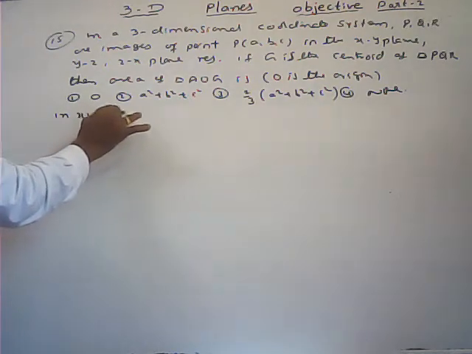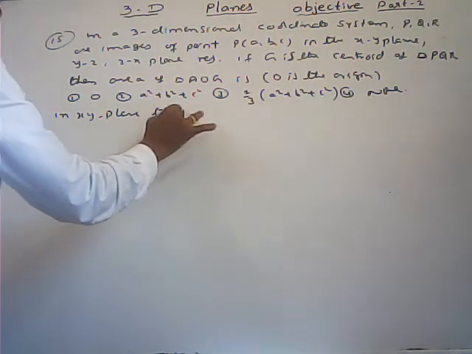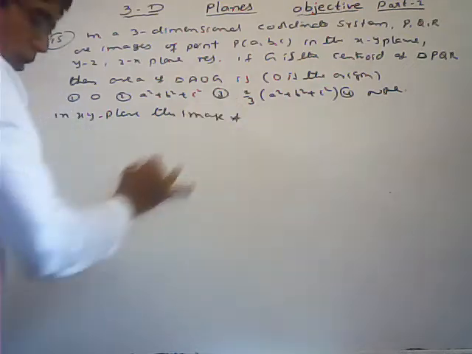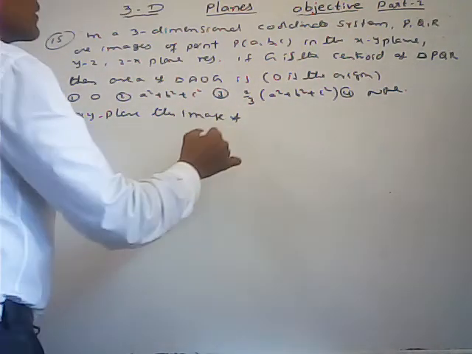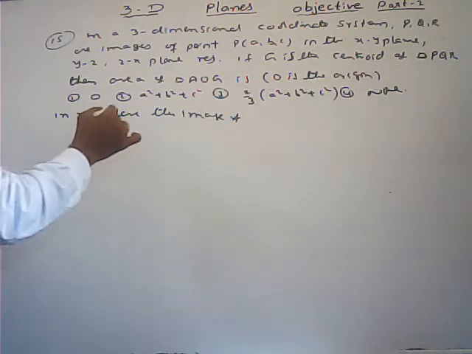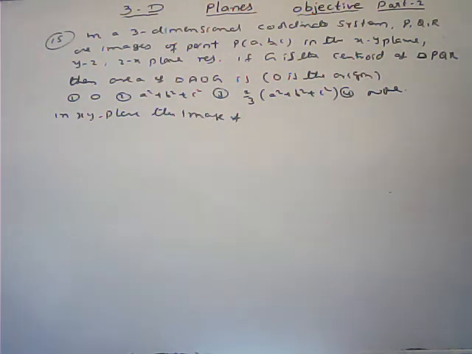Yes, in a three-dimensional coordinate system, P, Q, R are the images of point A, B, C in the xy plane, yz plane, zx plane respectively. If G is the centroid of triangle PQR, then the area of triangle AOG is. Here I am writing in the xy plane, in the xy plane, the image of. Here in three-dimensional geometry, the coordinate system P, Q, R are the images of.